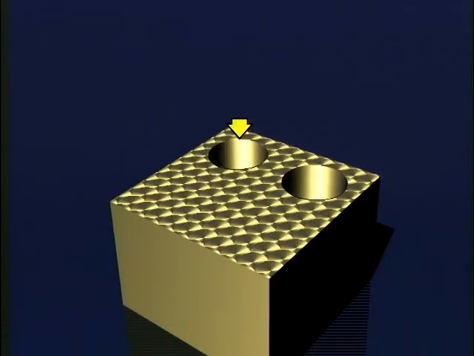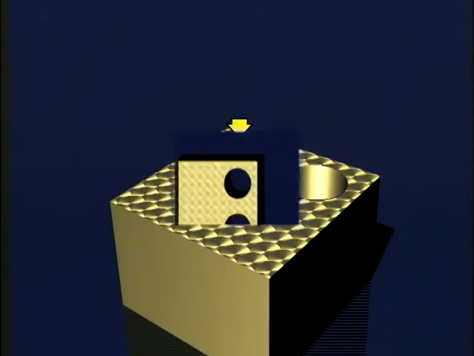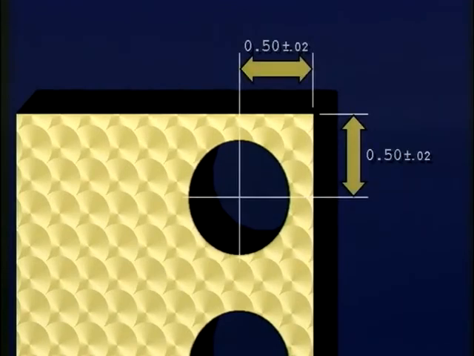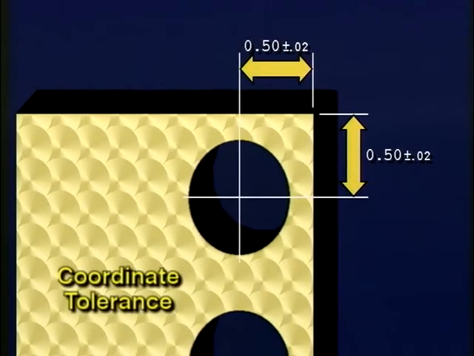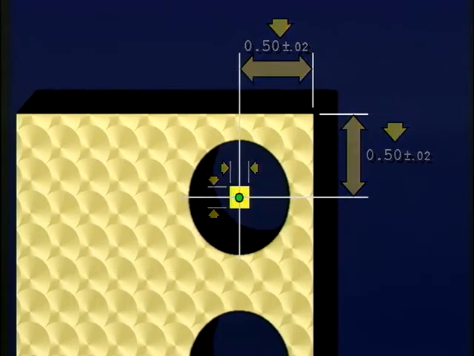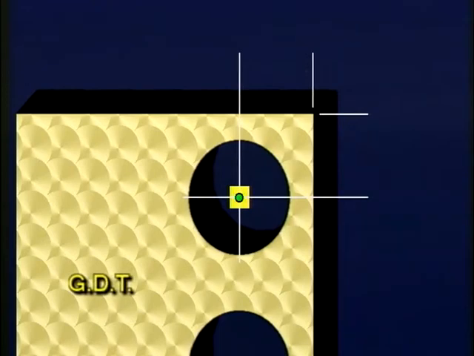To understand how geometric position tolerances work, let's first look at a non-geometric position tolerance called a coordinate tolerance. According to this call-out, the center of this hole must fall inside the tolerance zone defined by these 2 tolerances. Since each tolerance consists of an upper limit and a lower limit, the resulting tolerance zone is square. Let's look at how the same tolerance would be called out with GD&T.